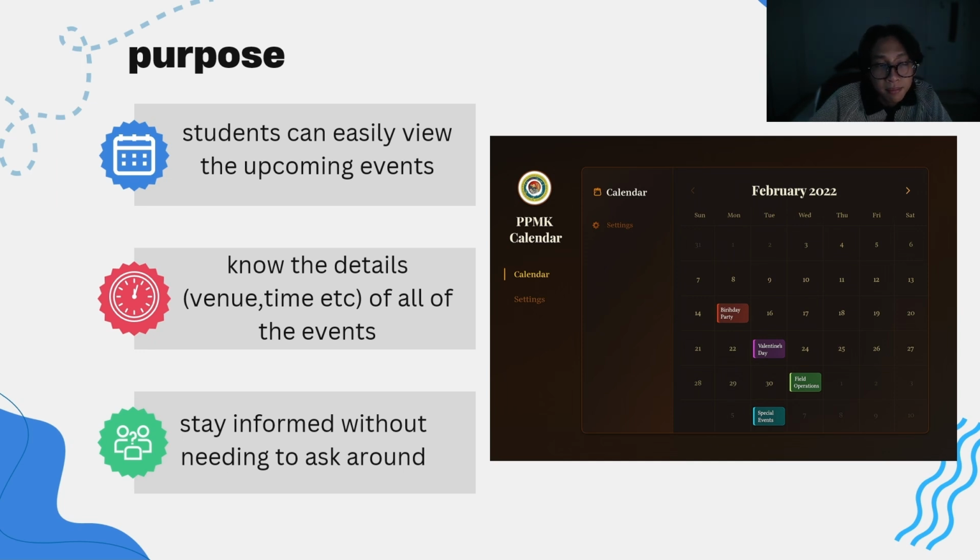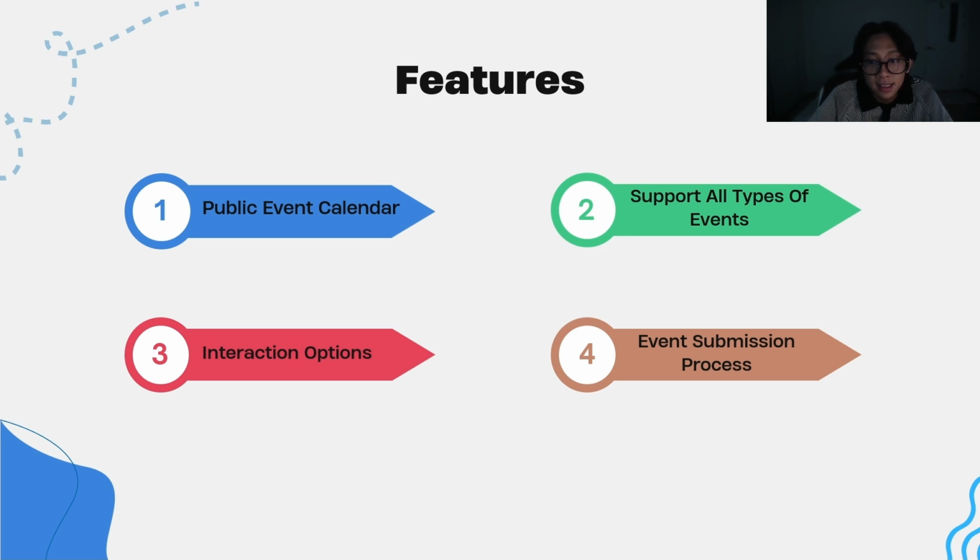But the third purpose is what makes our application different from other applications, whereby we can stay informed without needing to ask around. Well, this specific purpose doesn't refer to notification, but to a specific function that we already put in this calendar. So let's look at the features which make this application different from other calendar applications. First of all are the public event calendar, support for all events, interaction options, and also the event submission process.